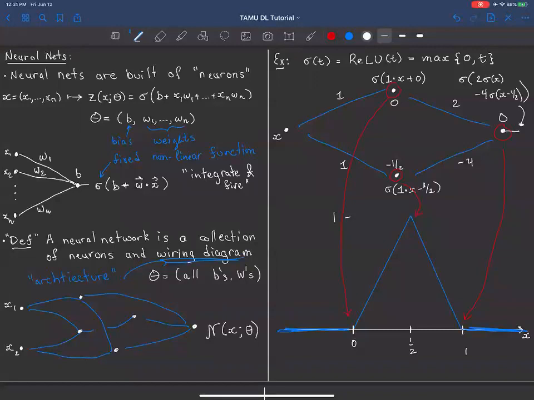But you see, even in this simple example, it was a difficult matter to translate from the weights and biases of the network to the function you actually compute. And that's always true.